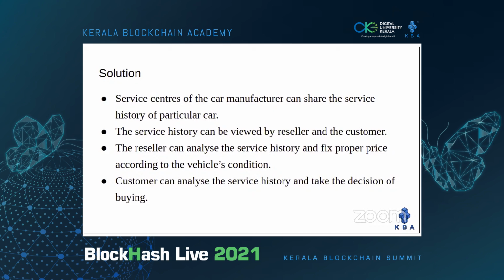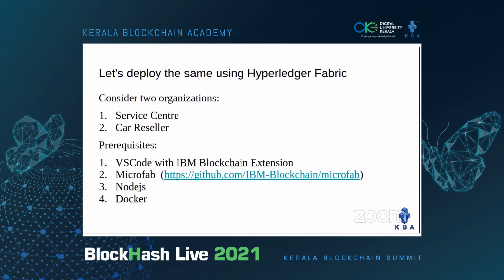So we will build that on Hyperledger Fabric. Consider there are two organizations: one is a service center and another is a cars reseller. I did not take any names here, just generic terms. And the prerequisites are VS Code with the IBM Blockchain Extension, which I will show, and you also need Microfab.